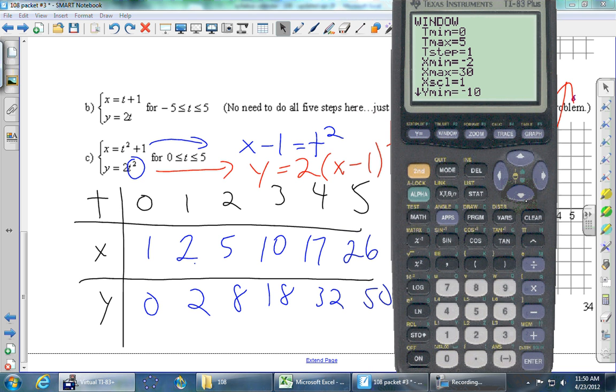What's the smallest y? 0. I'll go -2. Biggest y? 50. I'll go 55. Then if we hit graph, we should see the line taking most of the window, but not quite all. Right? We can see the start, we can see the end.